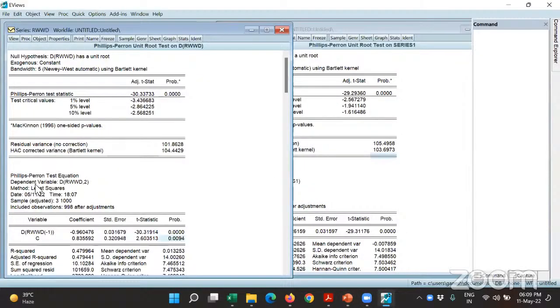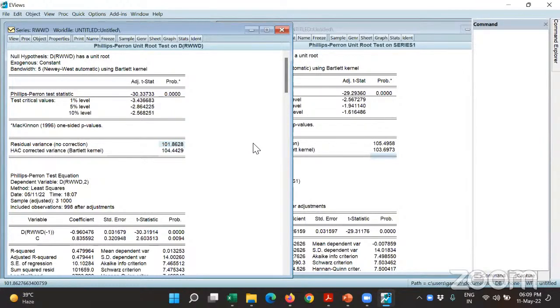So here, I will not be dropping the intercept from my equation. I'm still keeping that. Now this is the final test result which you should be reporting, saying that your series happens to be a first difference, normal series.